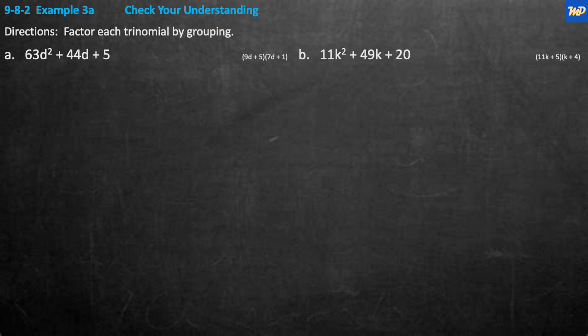Okay, I think that's enough time. You're back. So let's start off with the very first one. So we have 63d squared, 44d, and 5. We've got to multiply 63 times 5. I'll do that right here. There's not a whole lot of room, but 63 times 5 ends up being 315. Okay, so now we're going to factor 315 until we can get factors that'll give us 44.